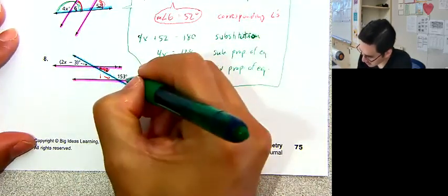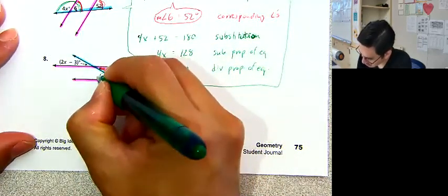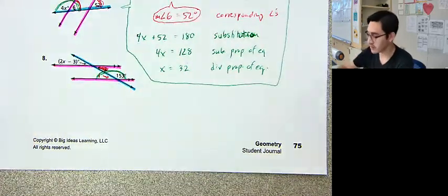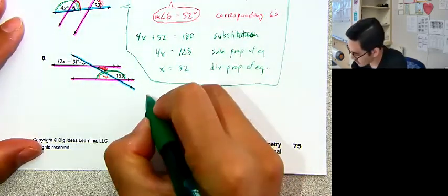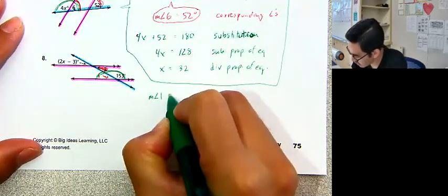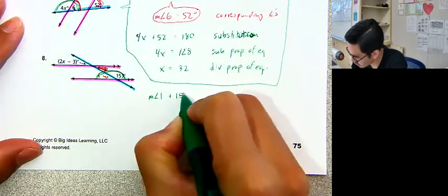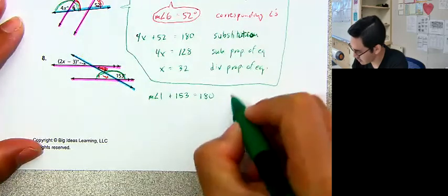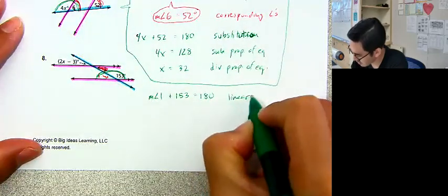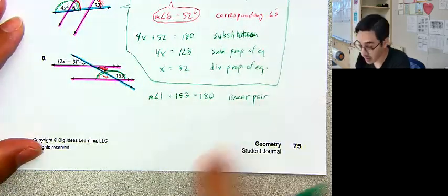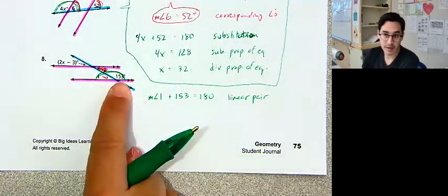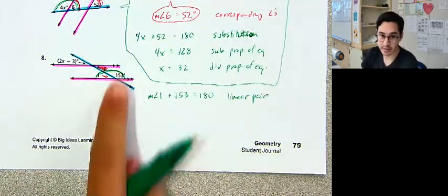So what I'm going to do is kind of the same idea as the last problem, right? At the bottom intersection, I have 2 angles that are next to each other. Okay, that's a linear pair. Okay. So we can say the measure of angle 1 plus 153 is equal to 180 degrees. Okay, our linear pair relationship. 2 angles next to each other at the same intersection are going to be supplementary.